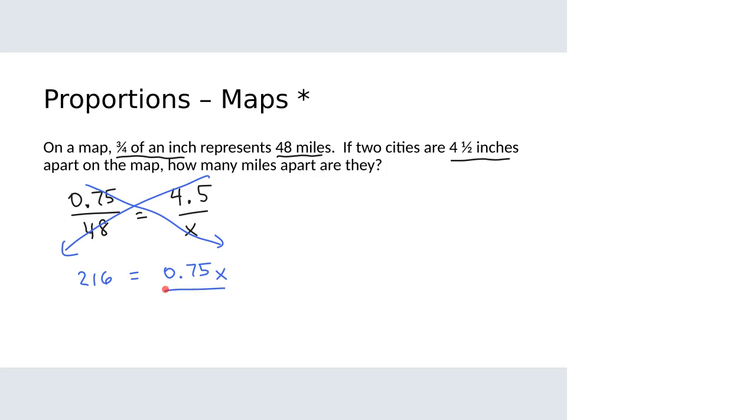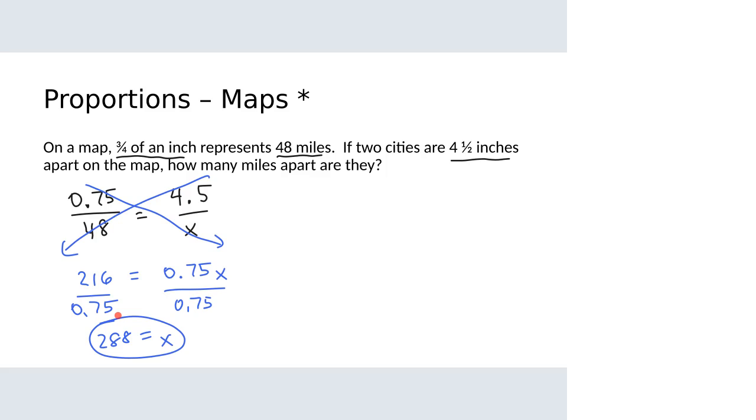And then we'll divide by 0.75 on both sides. And dividing 216 divided by 0.75 is 288. And so 288 miles apart. I want to make sure you can do the fractions. I'm perfectly fine with you doing the decimals.